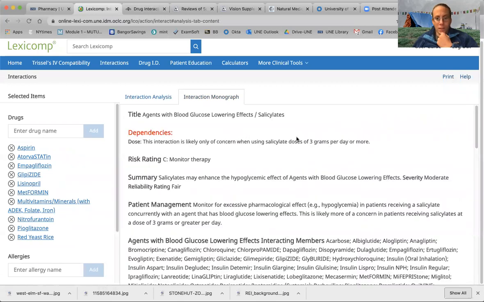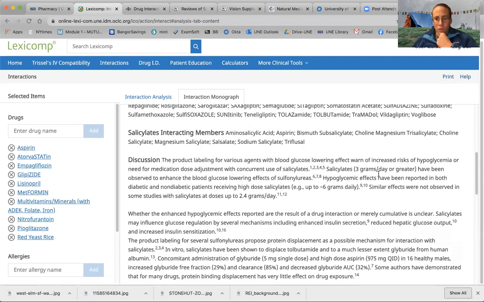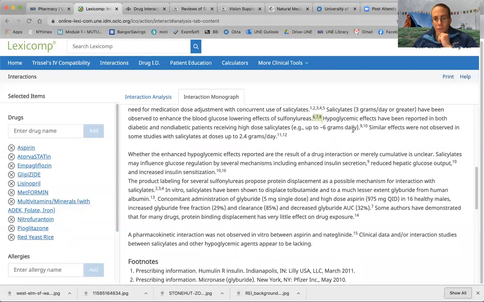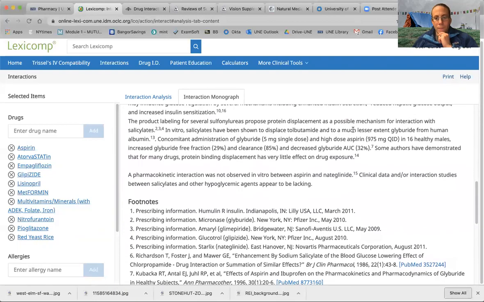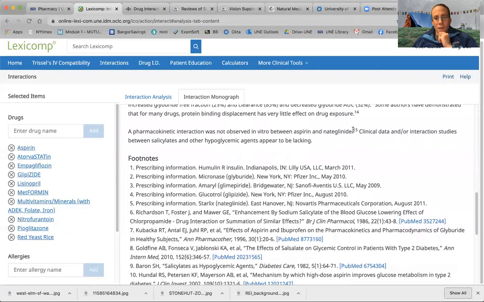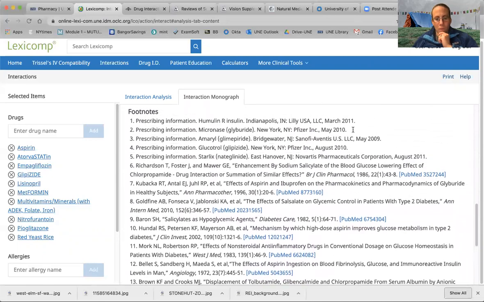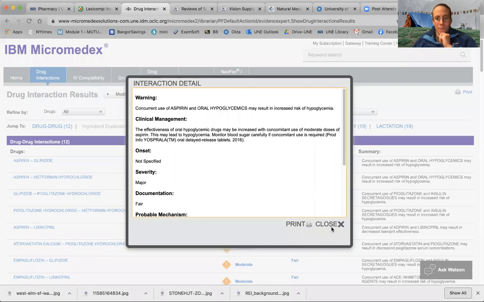this, and this is telling me it's really only when you're concerned about 3 grams or more. I'm looking down here: salicylates 3 grams or greater have been observed to enhance blood glucose lowering effects of sulfonylurea. And then they give me all of these citations here, particularly up to 6 grams daily. Wow. So yeah, Lexi's got a much more robust reporting on this interaction than Micromedex does, in my opinion here.